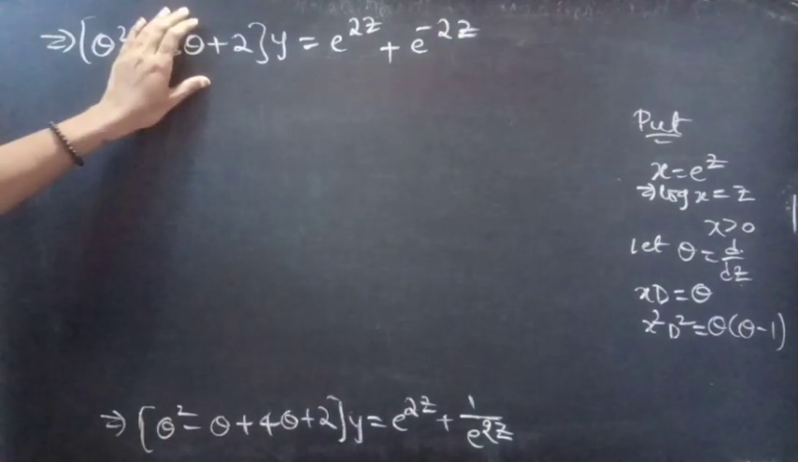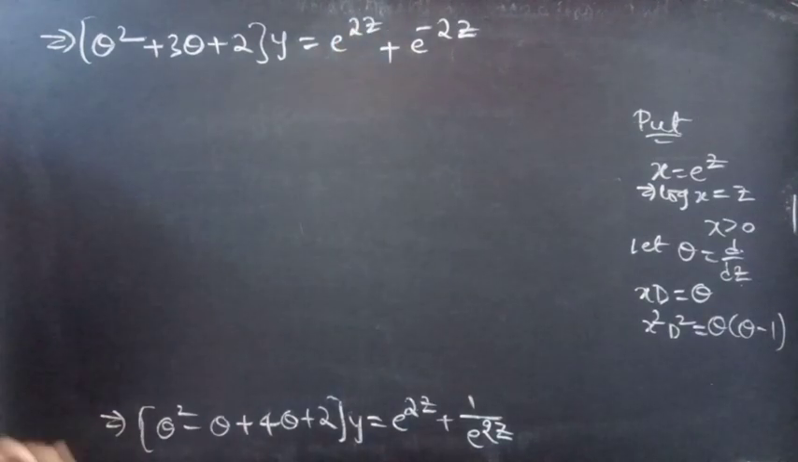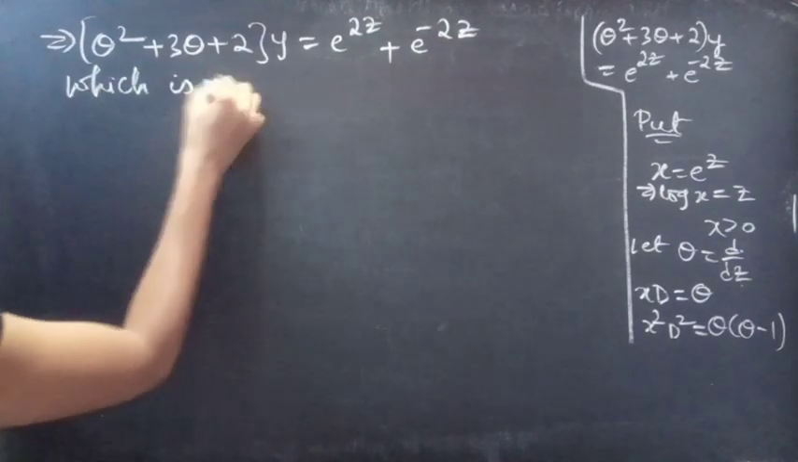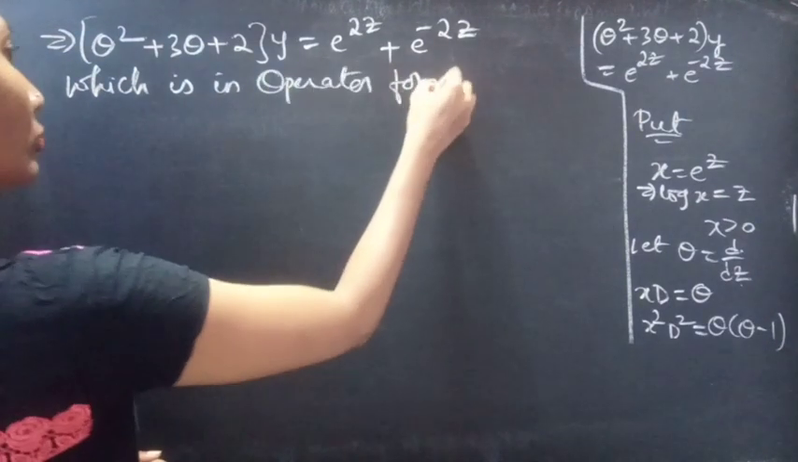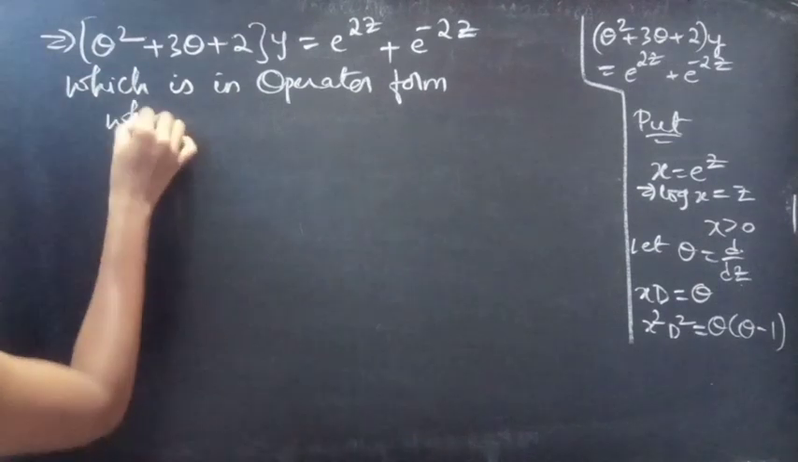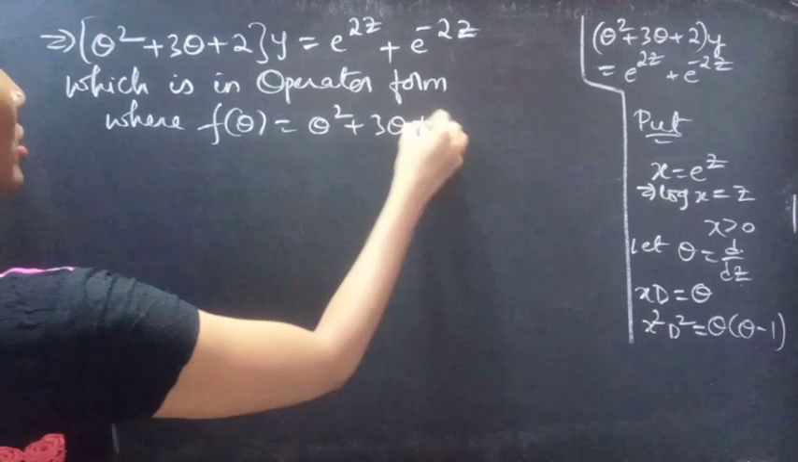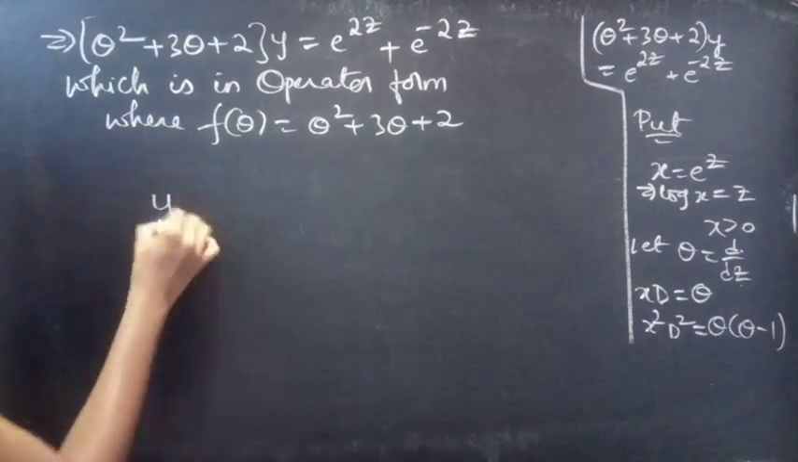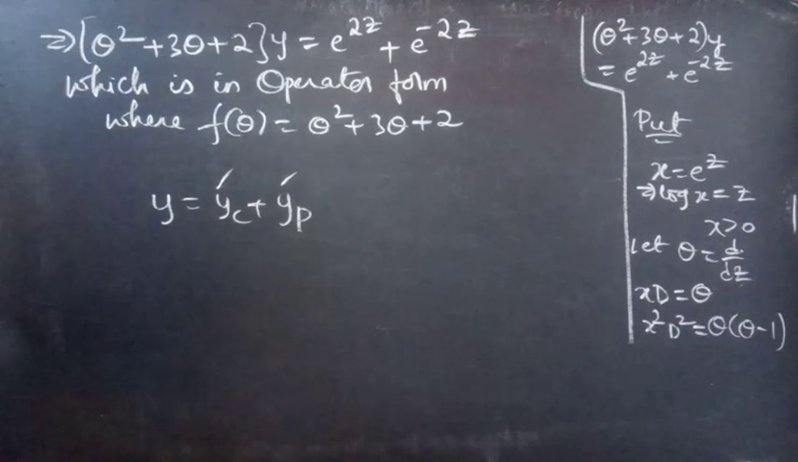So this is of the form f of theta into y equals some function of z, which is an operator form, where f of theta equals theta square plus 3 theta plus 2. Now we need to find the general solution to the given equation, which is given by y equals yc plus yp. So now let's find yc and yp.